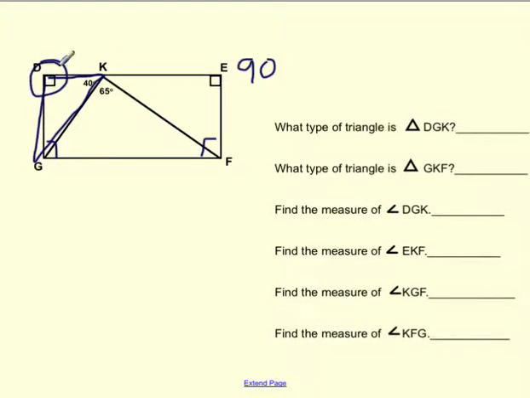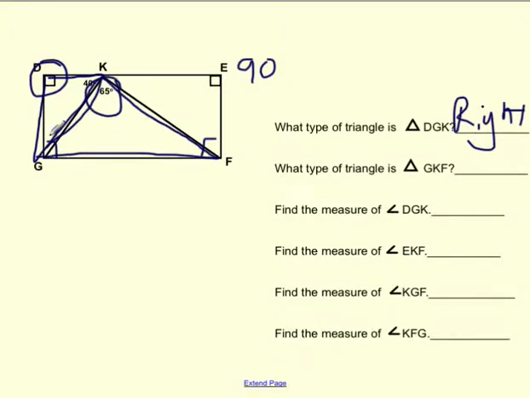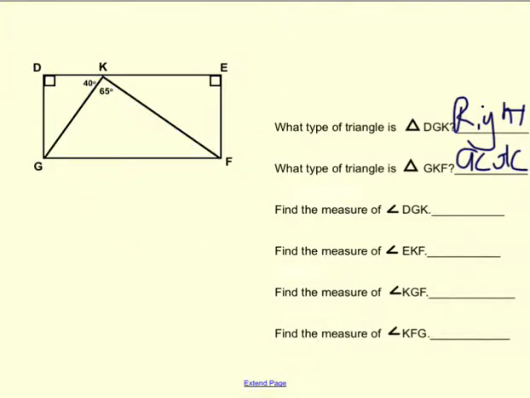Well, instantly I see that DGK has a right angle in it, so that makes it a right triangle. What type of triangle is GKF? Well, I see I have a small angle here, and both these angles have to be less than 90 degrees because they're not in the full corner. So that triangle has to be acute because all of my angles are acute. They're less than 90 degrees.